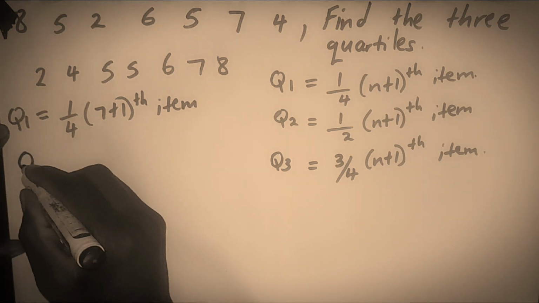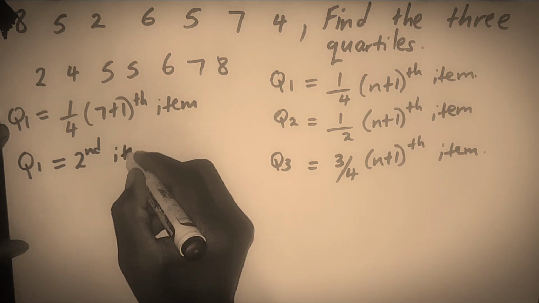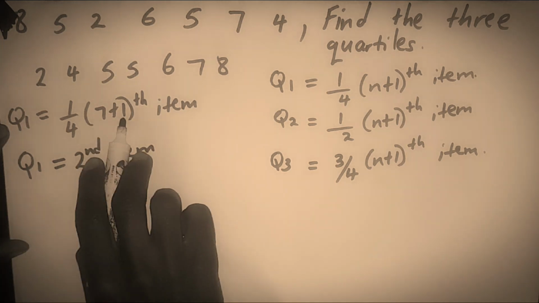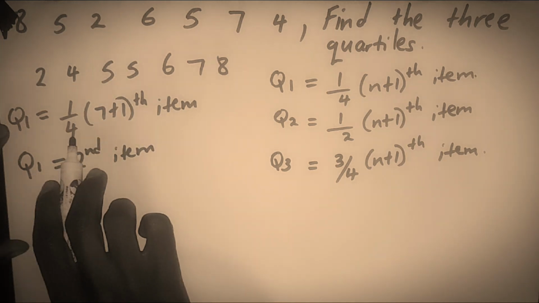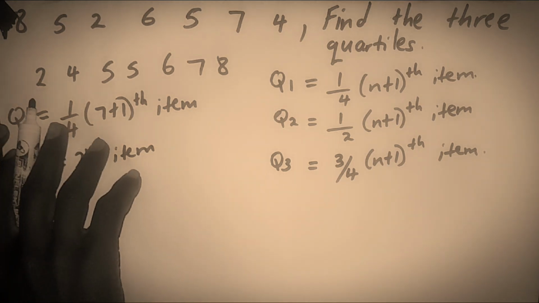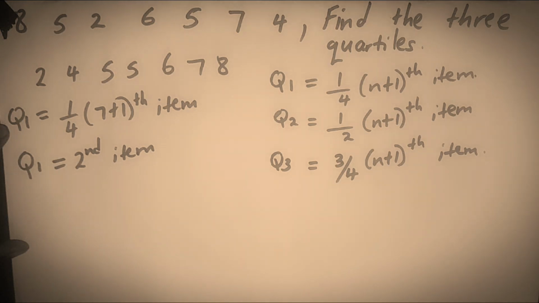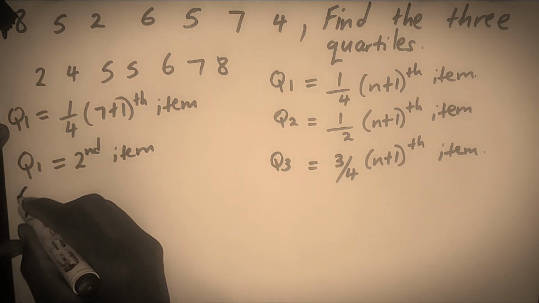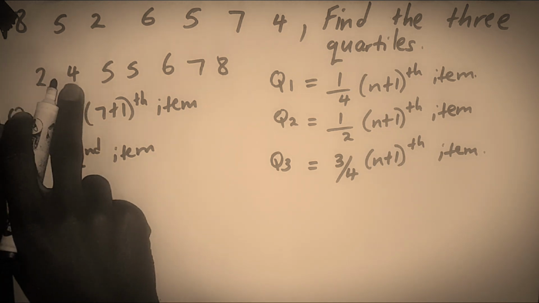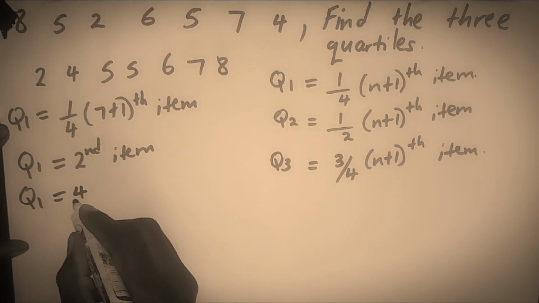So this is equal to the second item, because if we add here we get 8, and 8 divided by 4 is 2. So the answer here is the second item. We come to our numbers which we have arranged in ascending order and identify the second item. The second item is the first quartile. Counting 1, 2, our second item is 4. Therefore, the first quartile is 4.